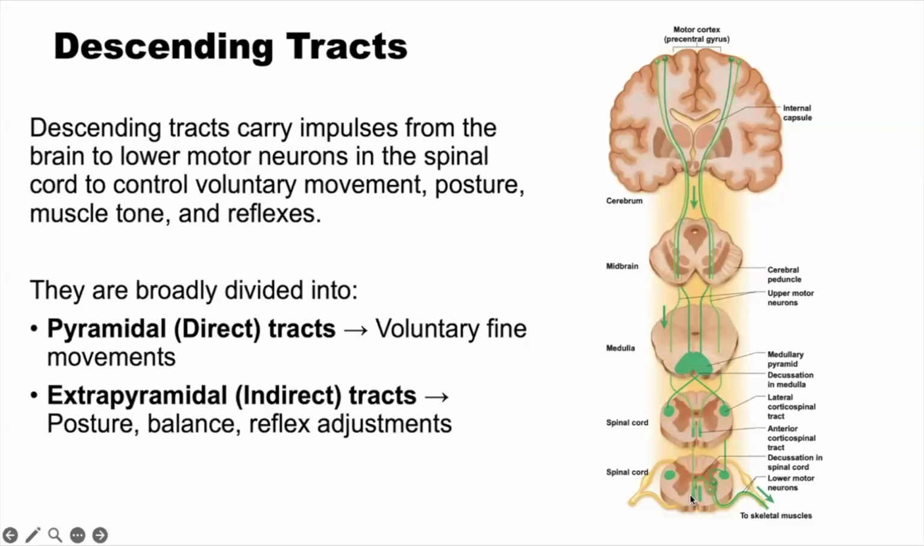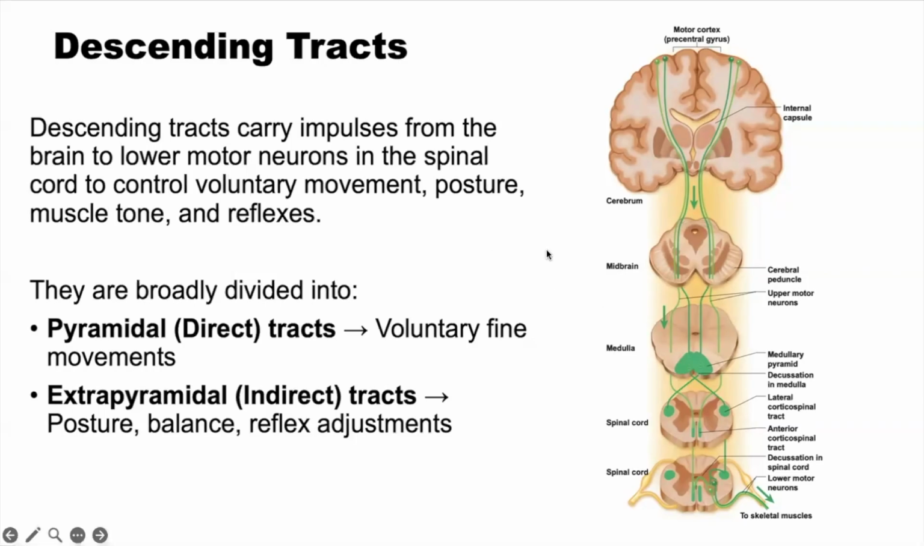And one important piece of information: the names of most descending tracts consist of a word root denoting the point of origin in the brain followed by the suffix spinal. Okay, so we will see that from the part where it starts in the brain. For example, one is corticospinal. It starts from the cortex and ends in the spinal cord, so it is called the corticospinal tract. As we name them, we will go over this in further detail.